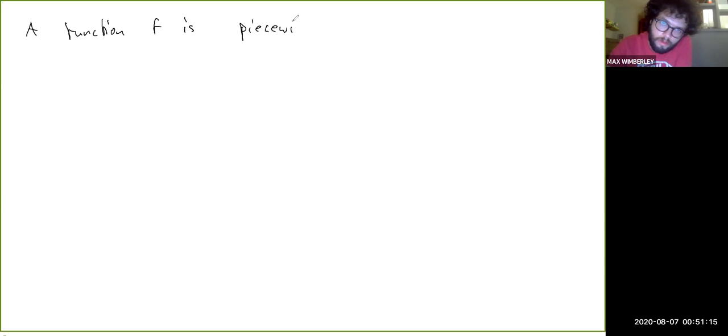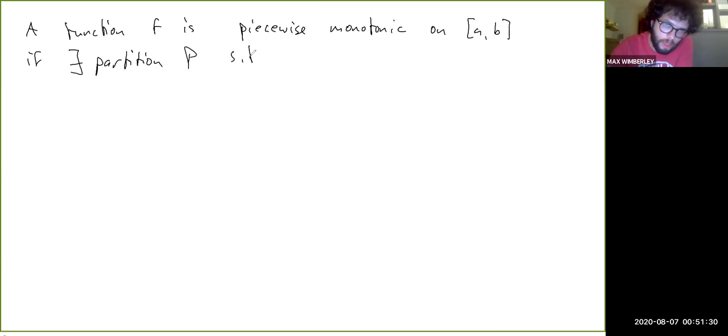Okay, so the last thing for this little bit is about piecewise continuous and piecewise monotonic functions. So a function f is piecewise monotonic on [a, b] if there exists a partition P such that f is monotonic on each open interval (t_{k-1}, t_k).